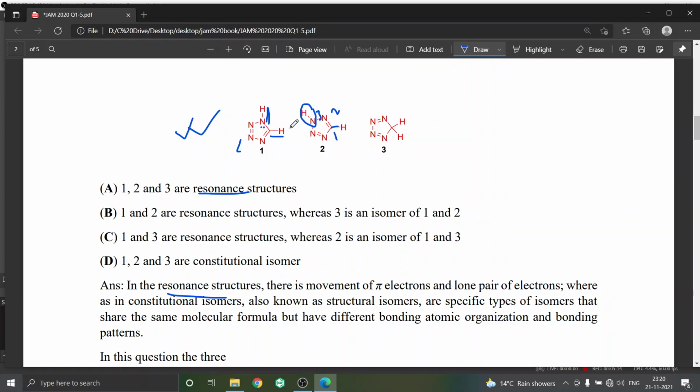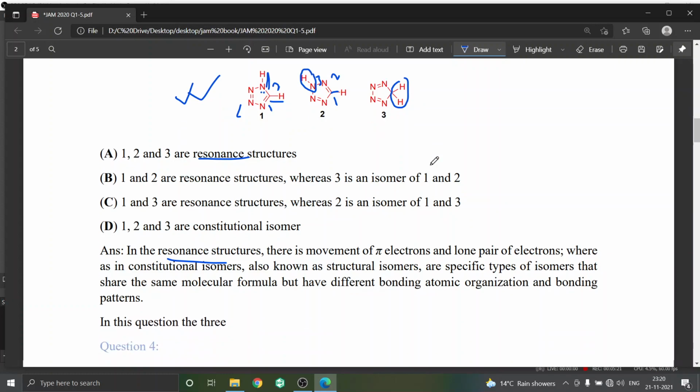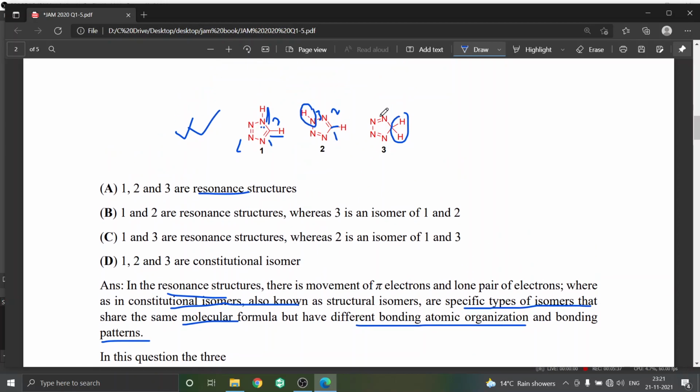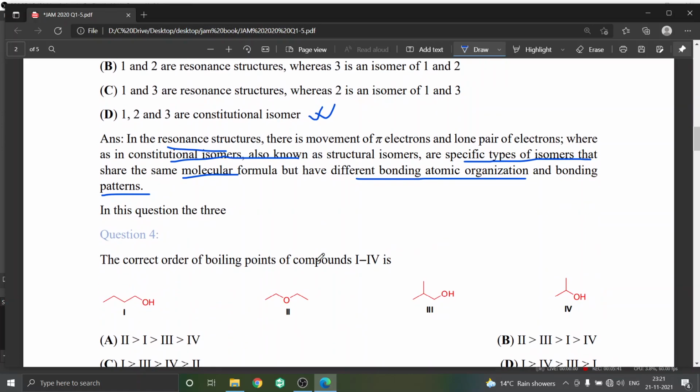Position 1 and 3. Here it was at position 1 and 2. And here you see it becomes CH2. So what happens is, what is an isomer? Constitutional isomer or structural isomer, they are specific types of isomer that share the same molecular formula but have different atomic organization and bonding patterns. So you can see that bonding patterns are different. So all of them are constitutional isomers.